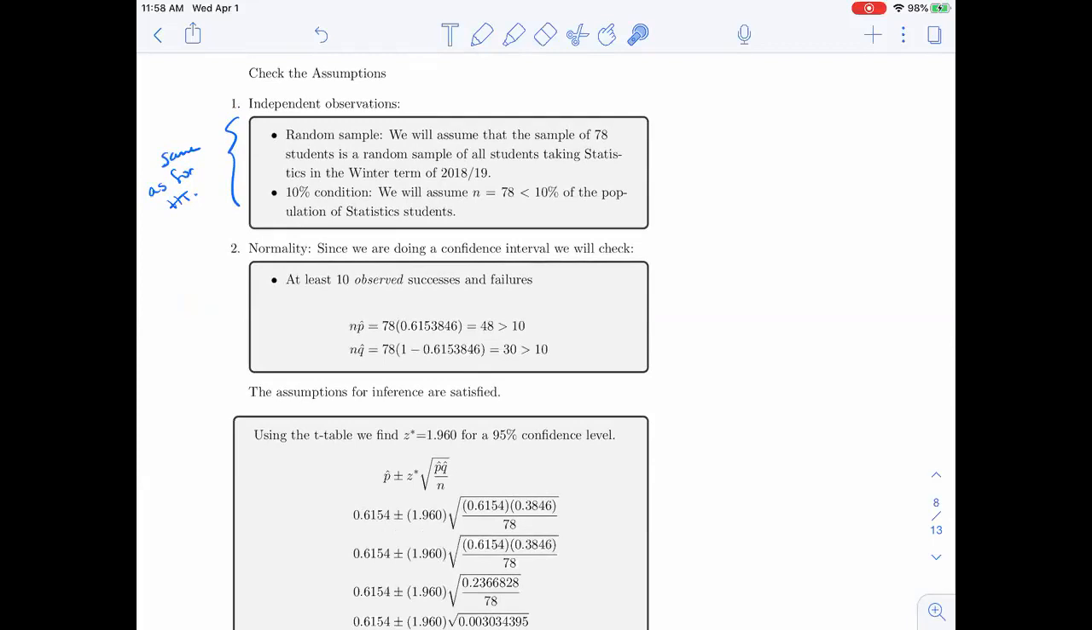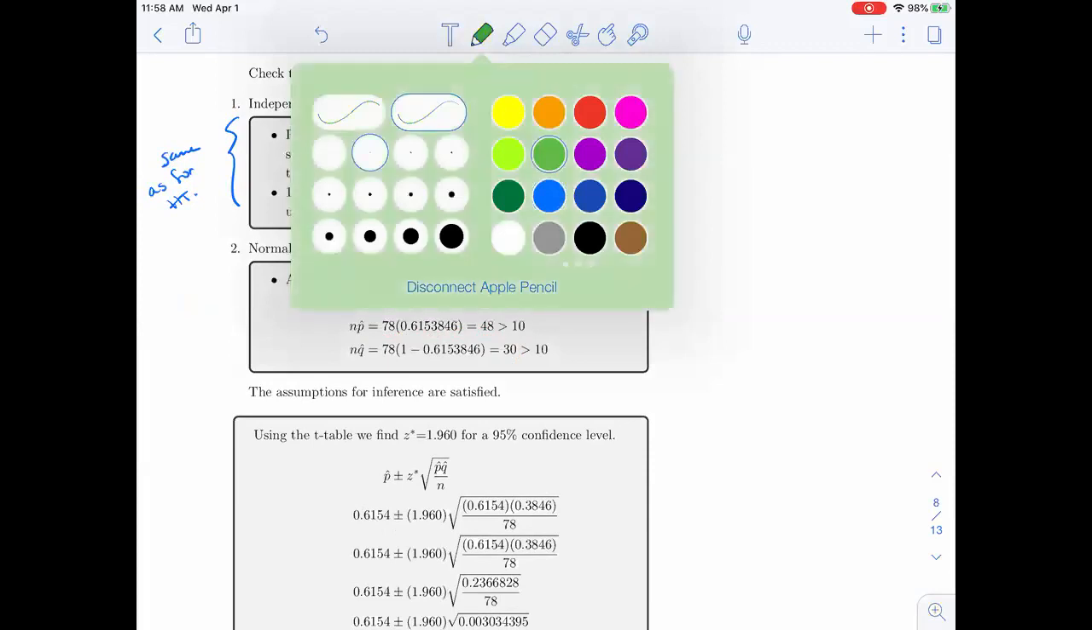So now we need to check that we have at least 10 observed successes and failures. We know we had 48 successes. You can do it using the calculation, but it might be easier to just go for the numbers, right? The number of successes is 48, the number of failures then must be 30, both of which are greater than 10.